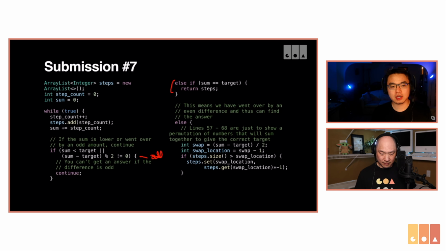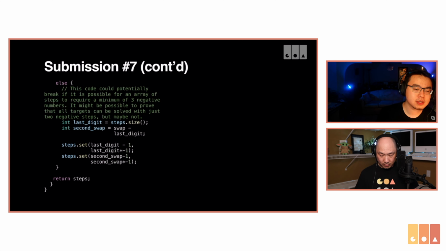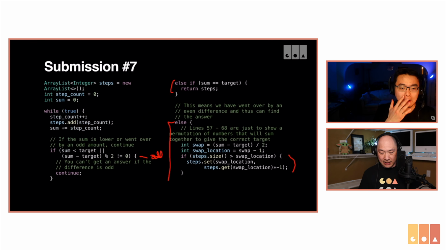So the next section with the else is where most of the magic happens. And here we swap the first location, basically the last number. You flip the last number to check. I think the code continues, right? Yes, the code continues. So you first flip the last digit, and then I think.